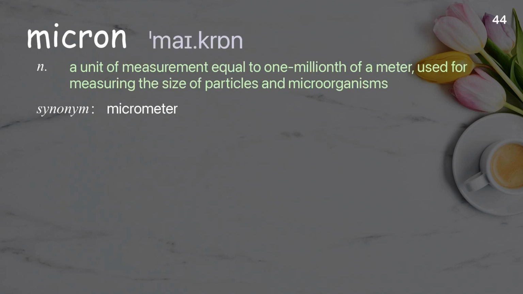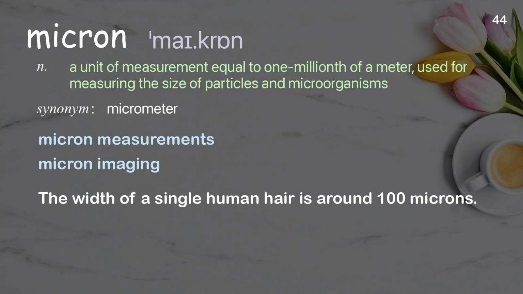Micron. A unit of measurement equal to 1/1,000,000th of a meter, used for measuring the size of particles and microorganisms. Examples: Micron measurements. Micron imaging. The width of a single human hair is around 100 microns.